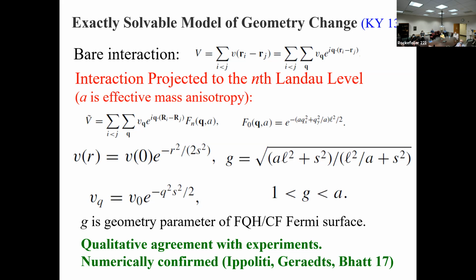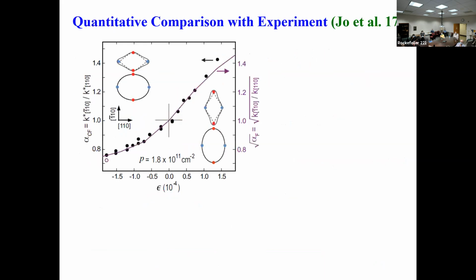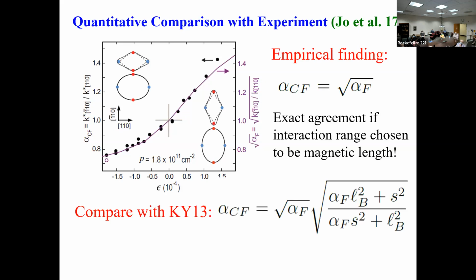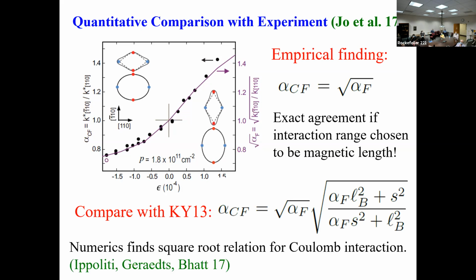Okay, so this prediction agrees quantitatively with experiments and has been confirmed quantitatively in numerical work. Let me, in the interest of saving time, not get into the details. Turns out it also has a very good way to connect quantitatively to the more detailed later measurements, which find that there seems to be a simple relation, which is a square root, between the electron anisotropy and the composite fermion anisotropy, by making some judicious choice of the parameters in this exactly soluble model.